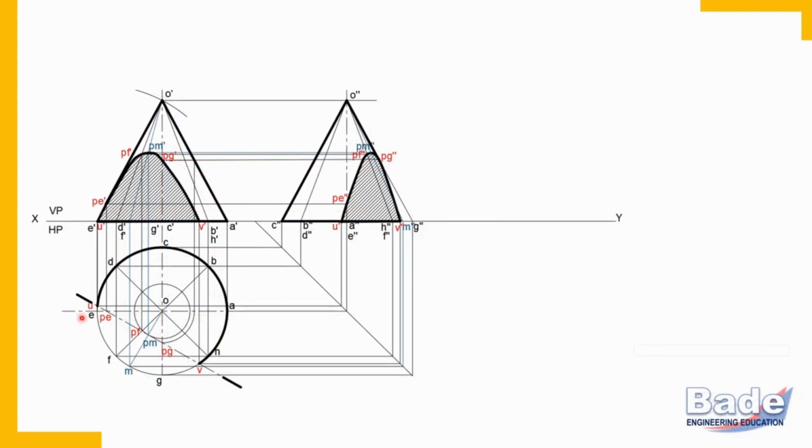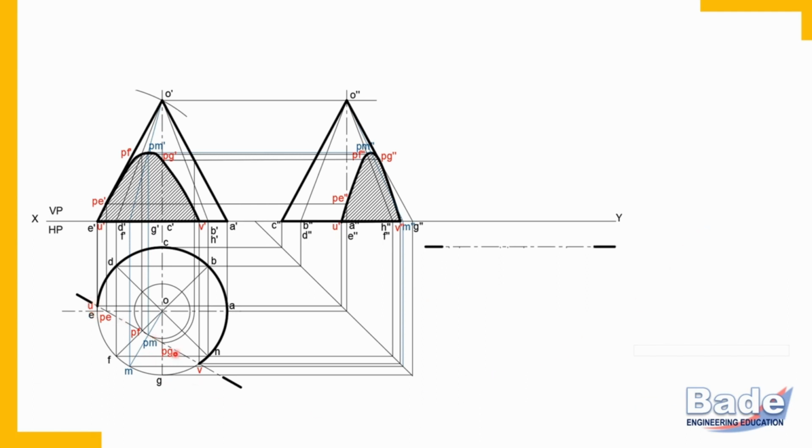So three views of the retained portion of the cone are ready. Now for the true shape of the section, in this problem the cutting plane line is in the top view. Make this line parallel to the XY line. It means the top view is parallel, and when the top view is parallel, the front view gives the true shape. Let's do that. So this is how I've drawn the cutting plane line.